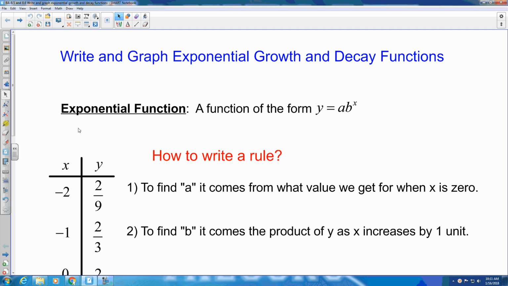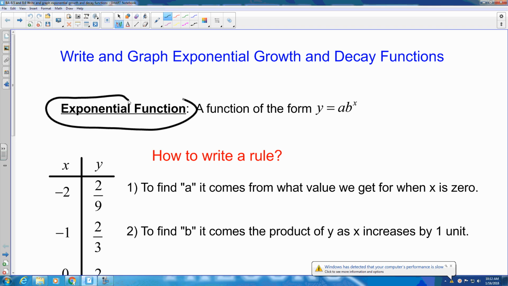All right, we are looking at section 8.5 and 8.6, where we are going to write and graph exponential growth and exponential decay functions. So if you look here on the screen, exponential functions are written in any form of y equals a times b raised to the x power.